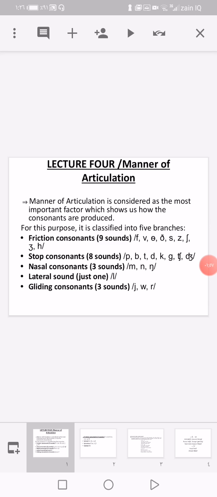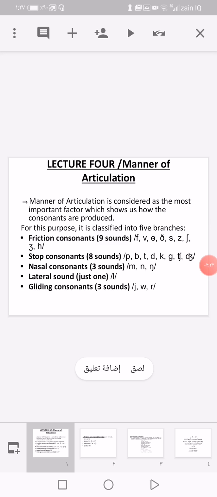This is the first one, the fricative consonants. Stop consonants. We have 8 sounds: p, b, t, d, k, g, j, and j.